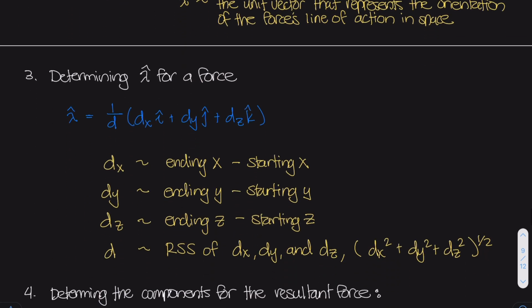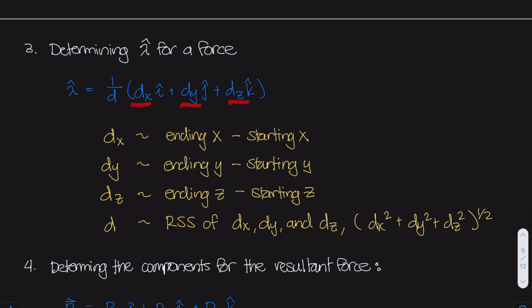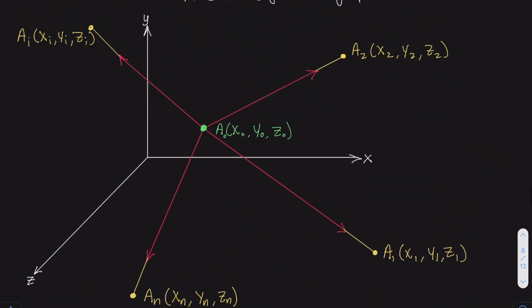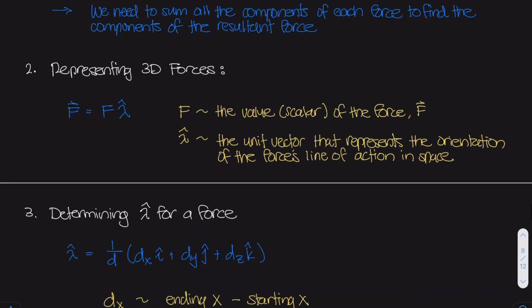And then if we look at the other components, dx, dy, and dz, the dx value is really just going to be the x-coordinate of the ending point minus the x-coordinate of the beginning point. So in this example, up here with this force, we're going to take x2 minus x naught, and that's going to give us dx. And then for dy and dz, again, you take the ending point here, y2 minus the starting y naught, and that gives you dy. And then the same thing for z2 and z naught, the difference gives you dz.